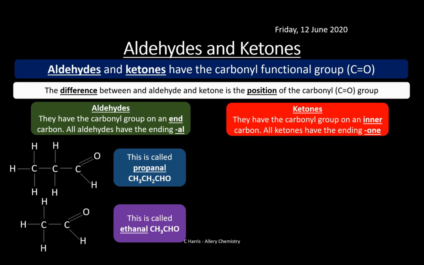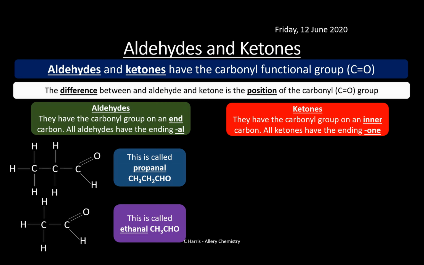So you can see here we have an inner carbonyl group, and we end that on -one. So for example, propanone as an example. The difference with this is that the nomenclature of ketones is a little bit more complicated, because you've got to also specify where that carbonyl group is.